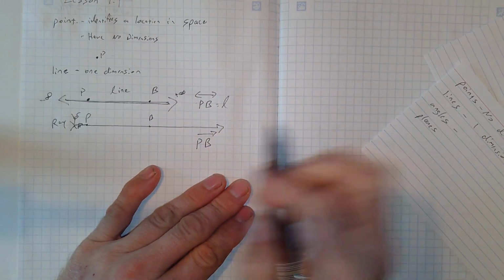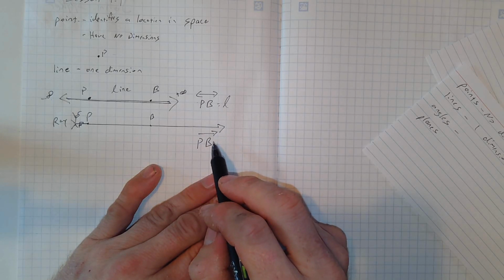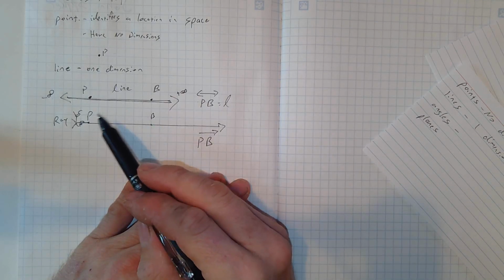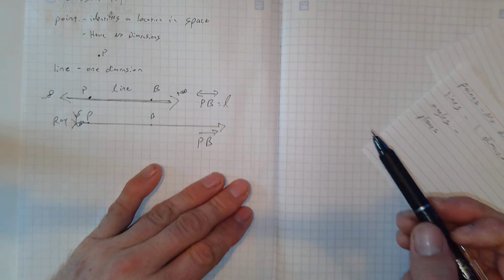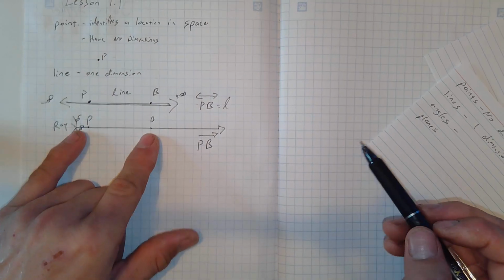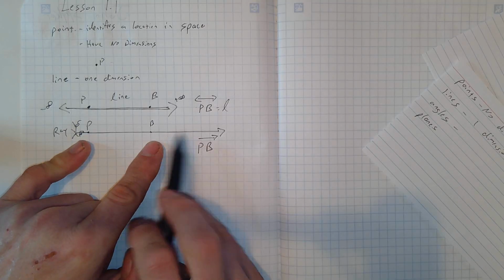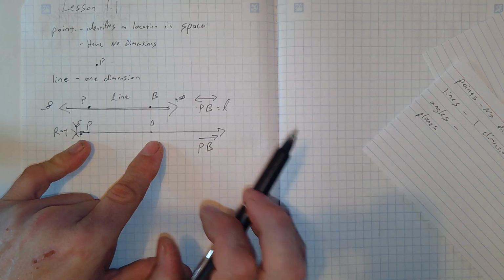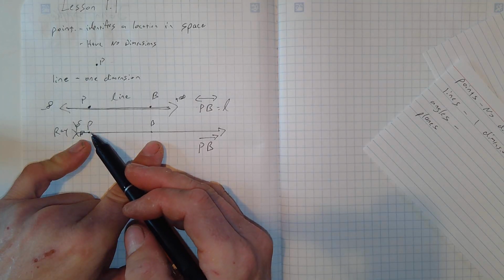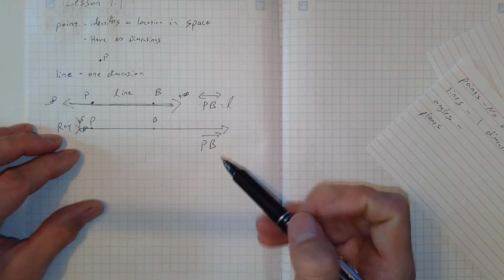It goes that way. Now this could be called ray BP or ray PB, it doesn't really matter, but it makes more sense to me to go from left to right in this particular case. This is still infinitely long because it goes on forever that way, even though it has a starting point. Infinity is infinity. This is a ray.